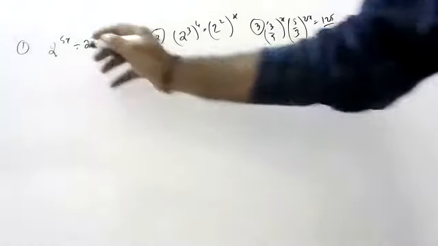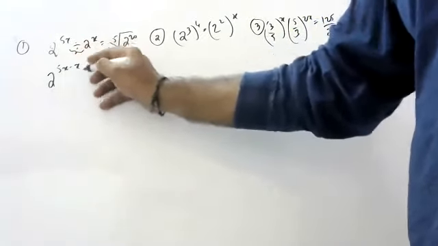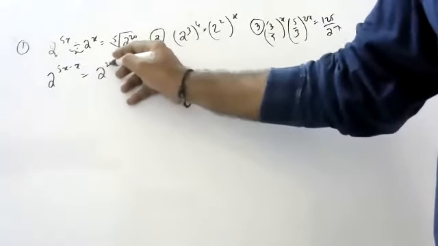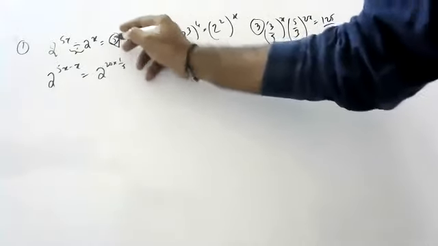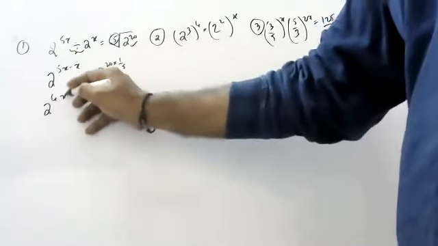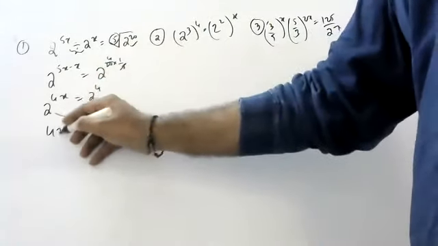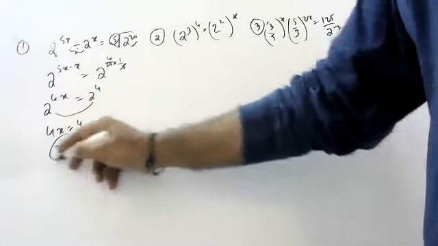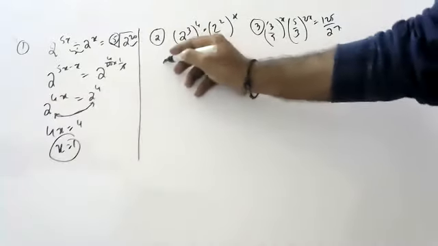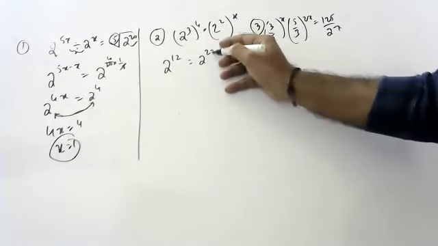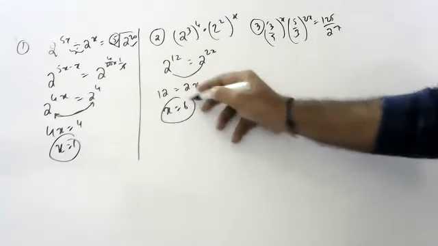When power bases are the same, powers can be subtracted. 5x minus x is equal to 2 into 20 into 2 whole to the power 5. 20 by 1 into 1 by 5, because 5 is there, 1 by 5. 4x is equal to 2 to the power of 4. 4x is equal to 4, x is equal to 4 by 4, x is equal to 1, sir. When bases are the same, powers can be compared. 2 to the power 12 is equal to 2 to the power 2x. 12 is equal to 2x. x is equal to 6.